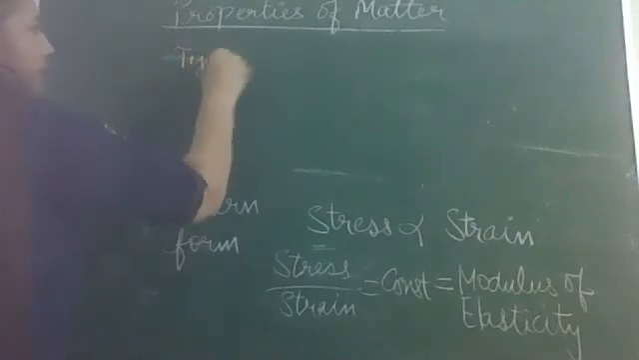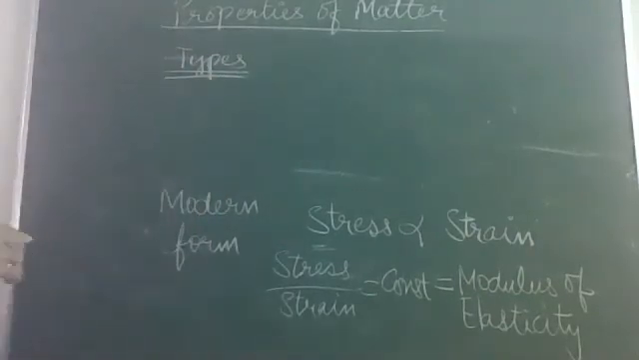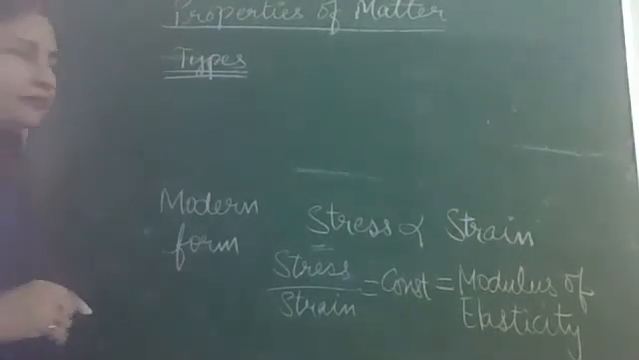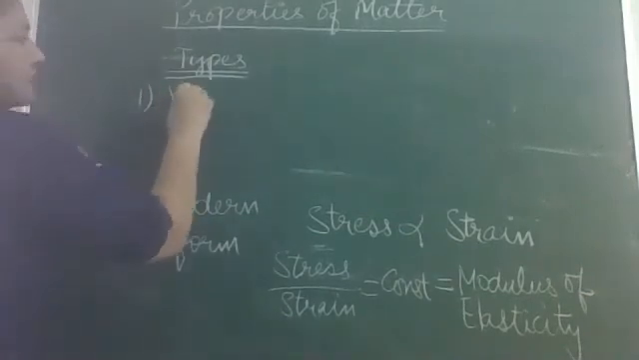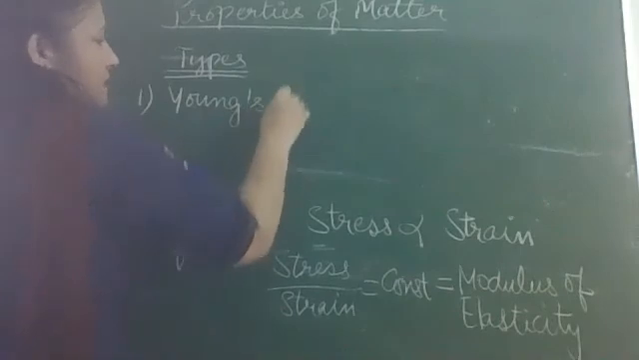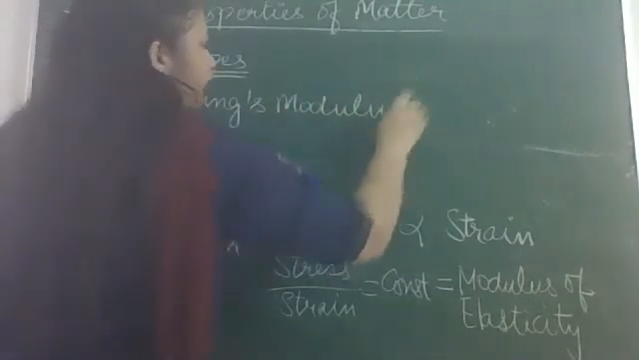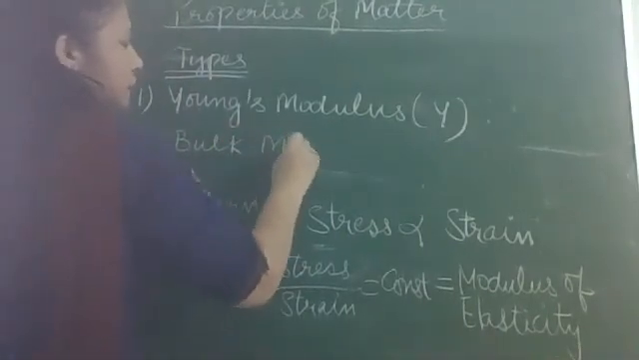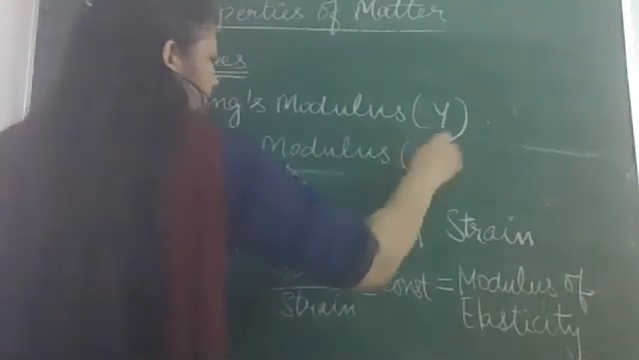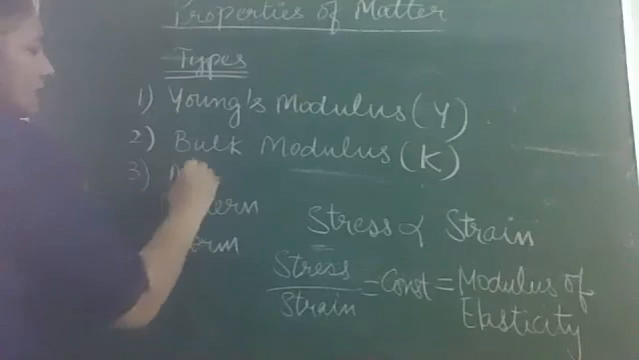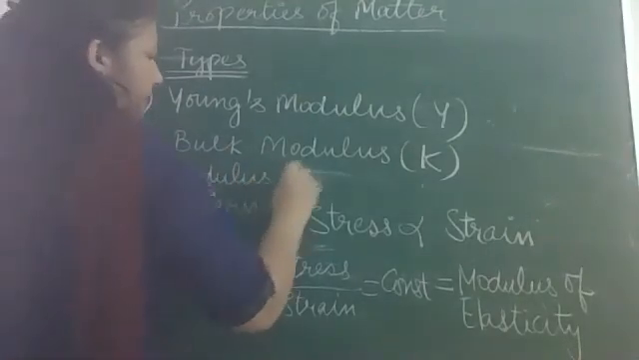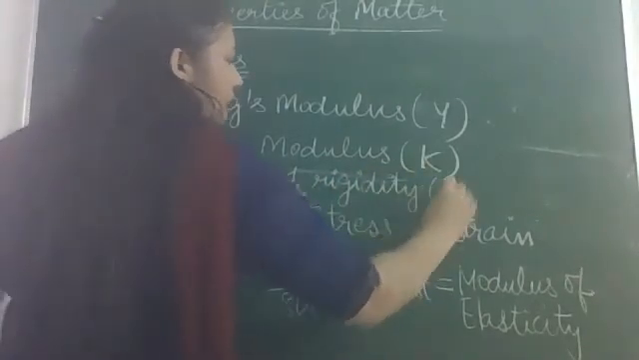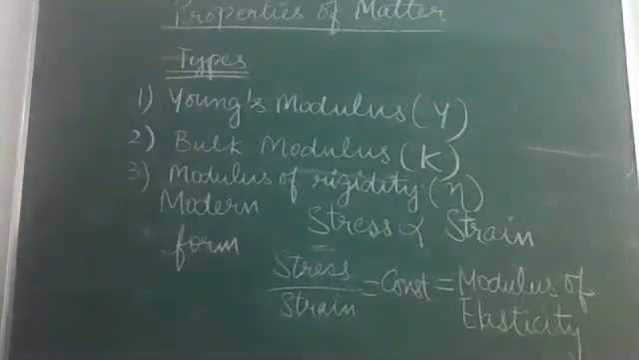Types of modulus of elasticity. Plural of modulus is moduli, M-O-D-U-L-I. Right. So the first type is Young's modulus, denoted by symbol Y. Second type is bulk modulus, denoted by symbol K. And third type is modulus of rigidity, denoted by symbol eta.